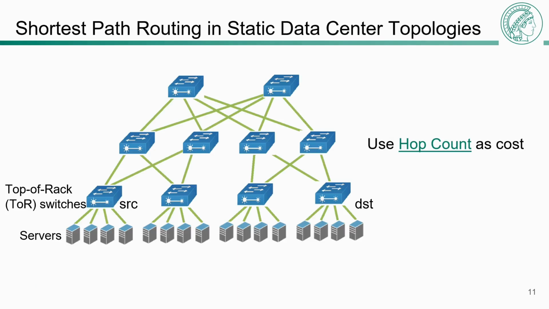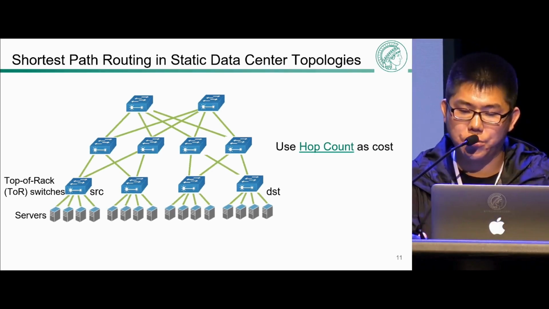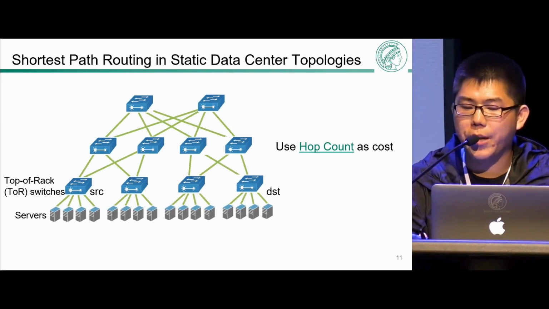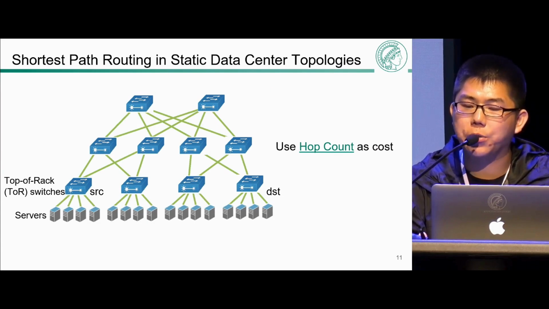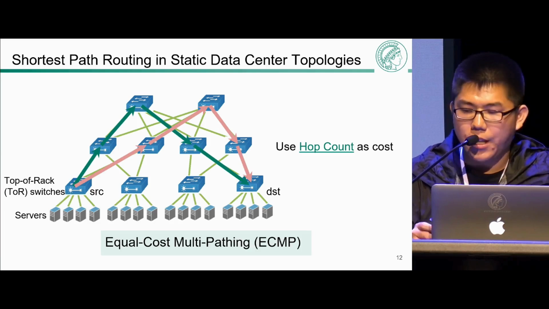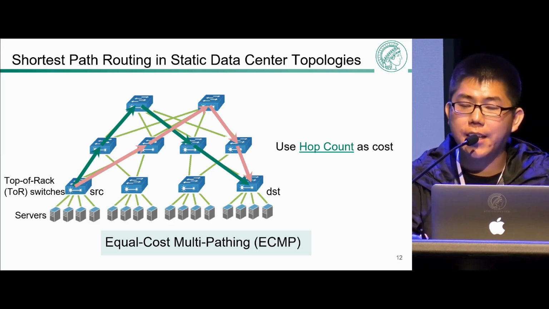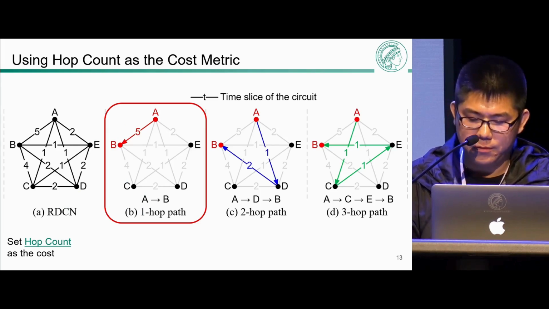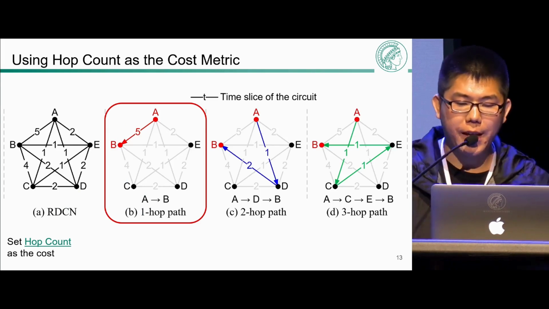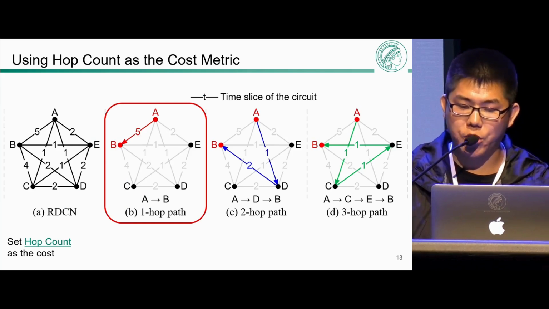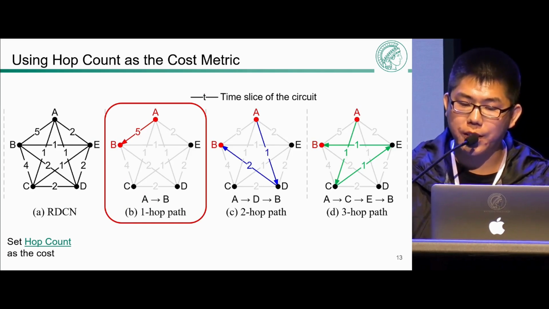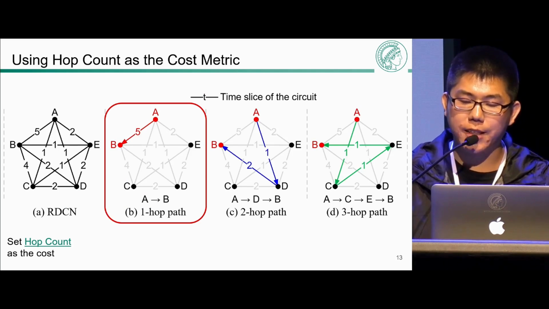Let's revisit how we do routing in static data center topologies. We use the hop count as the cost metric and apply shortest path routing. By doing so, we have a set of paths with the same length. This is called equal cost multipathing, or ECMP, which is the de facto routing policy in static data center topologies. If we follow the same method, setting hop count as the cost metric and applying shortest path routing, we will see that the one-hop path is selected.